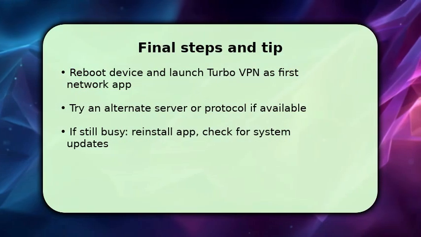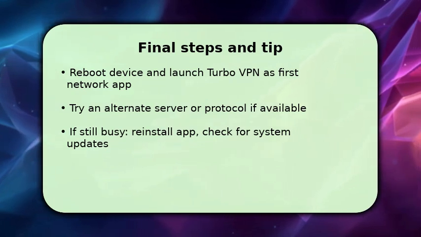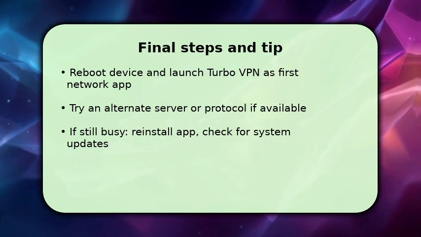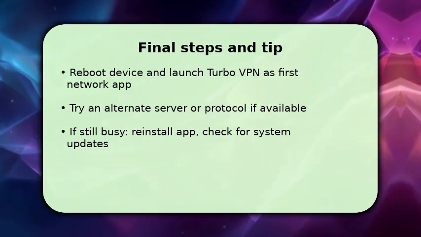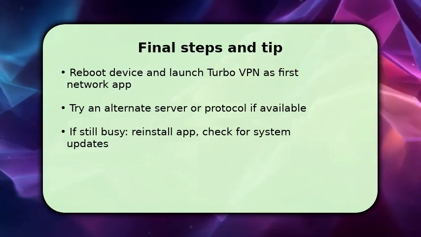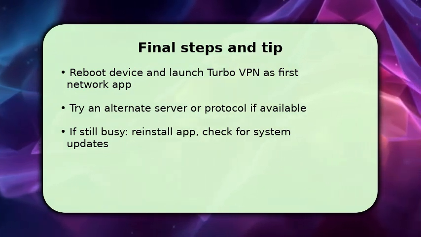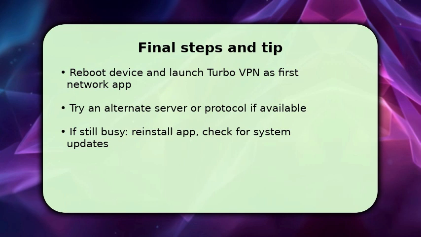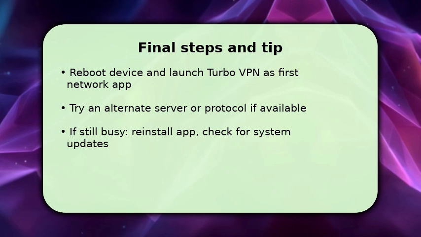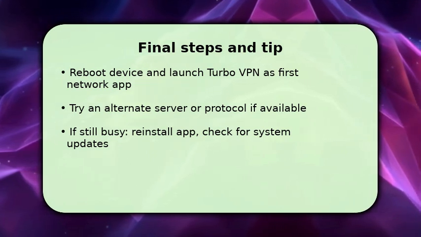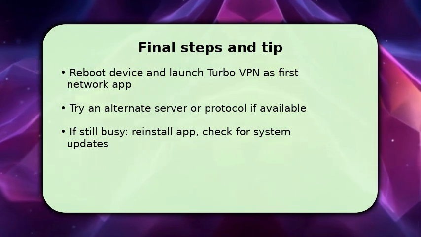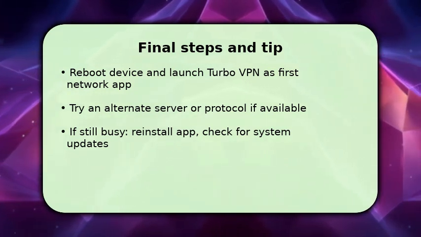For the last stage, reboot the device so all OS network services restart cleanly. Then launch Turbo VPN before other heavy apps to let it claim the network stack. If one server remains busy, select a different server or protocol in the app. This forces a different route and often succeeds. If problems persist, uninstall and reinstall Turbo VPN and confirm your system has the latest updates. Troubleshooting tip: if the busy state remains, test a different VPN app to isolate whether the issue is the app or your network.